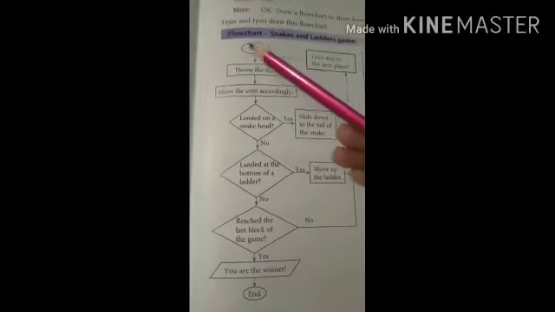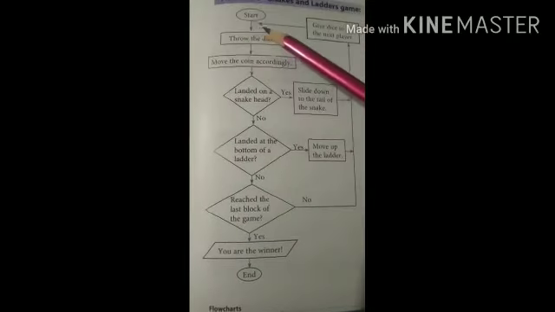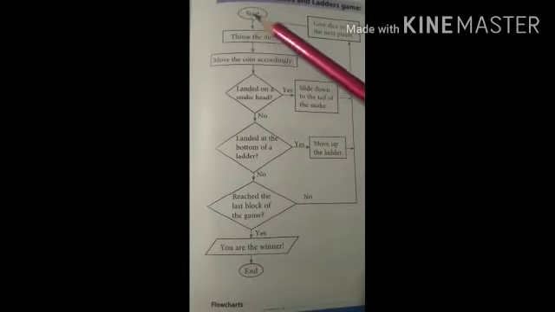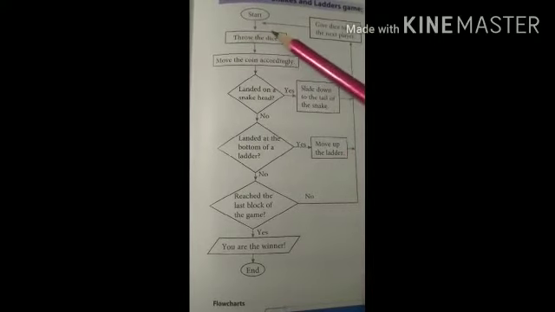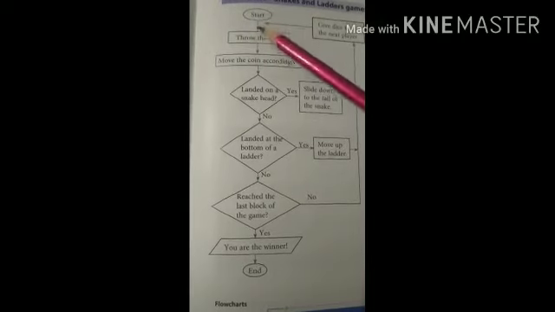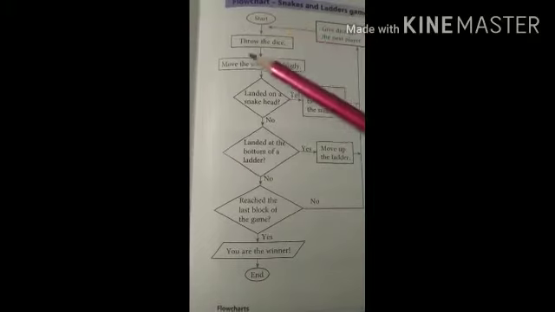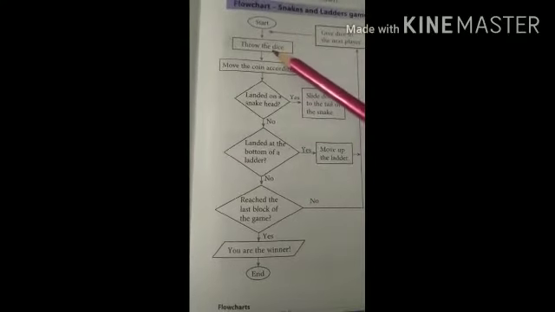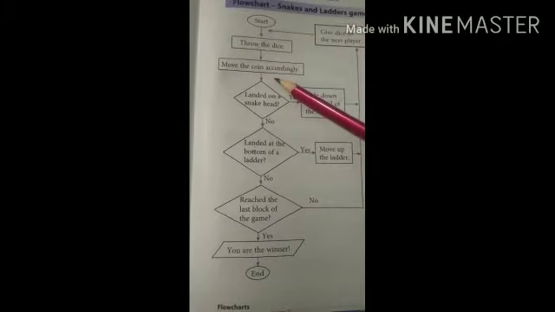First of all, we're going to begin the flowchart with an ellipse shape, that is start. After beginning, we're going to throw the dice. Here you can see it is written in a rectangular block. Why is it written in a rectangular block? Because no input is required here. After throwing the dice, we move the coin accordingly. Whatever number comes on our dice, accordingly we are going to move that coin.